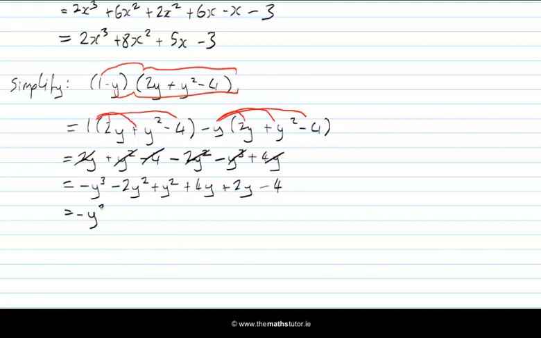So I get minus y cubed, minus 2y squared plus y squared is minus y squared. The 4y plus 2y is plus 6y. And lastly the minus 4.